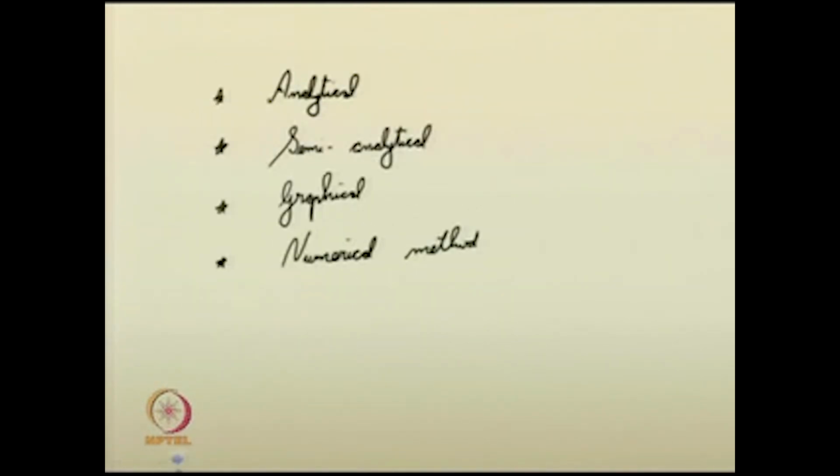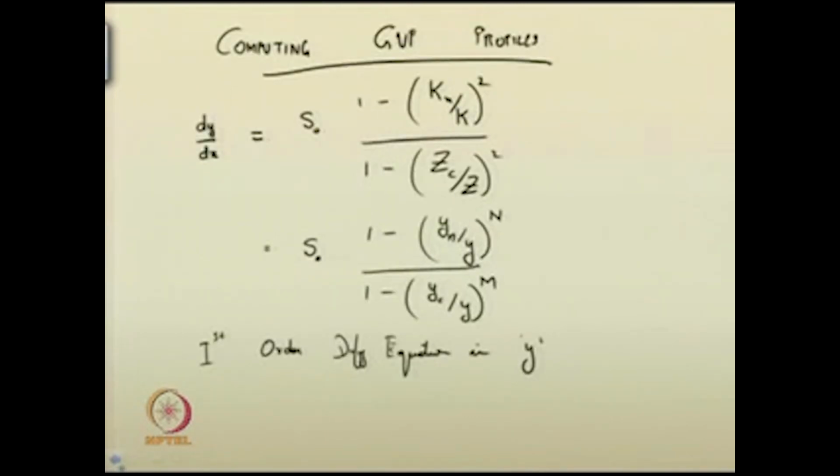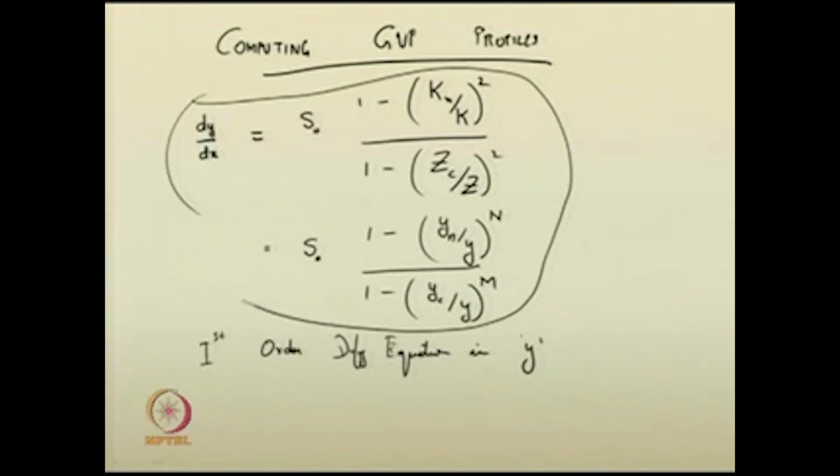To solve these equations, analytical methods are possible only for very few, very simple cases. One can solve the gradually varied flow problem using analytical methods only in those cases. Semi analytical methods involve, as you have seen in this differential equation, that to solve it means you have to integrate upon y and x. That is the meaning of solving the differential equation.